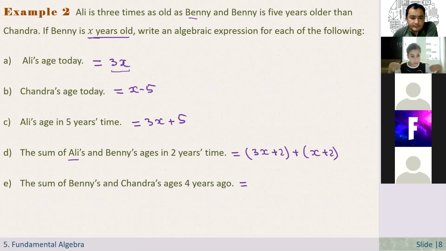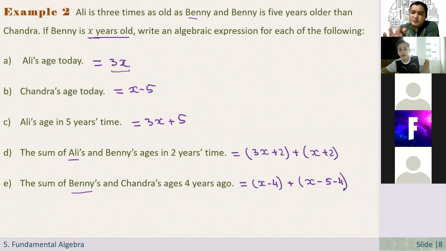Rahim, how about question E? The sum of Benny's and Chandra's ages 4 years ago. Benny is x, and Chandra is x minus 5. So first, let's write Benny's age 4 years ago, x minus 4, right? Plus Chandra's age 4 years ago, x minus 5 minus 4. Yes, okay. We can simplify this, but just now, after writing this, we can simplify this.